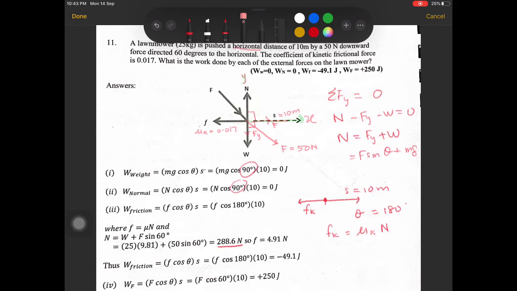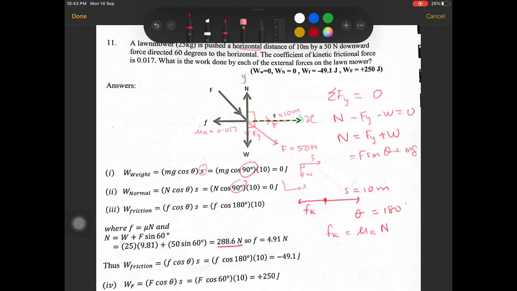Then you have to identify the angle between the force and the S. So for the first one, how to find the work done by weight. So weight is downward. The S is along the x-axis. So you can draw, this is S, this is W. So the angle is equal to 90.